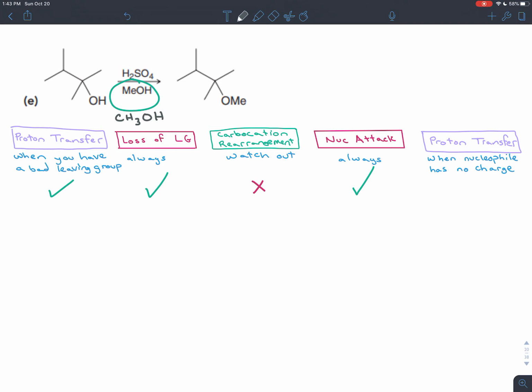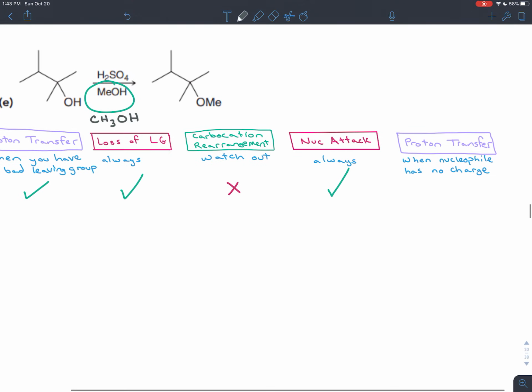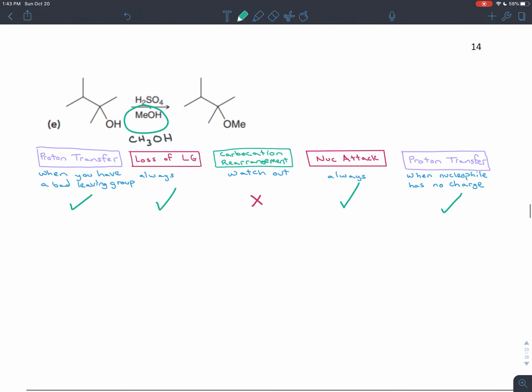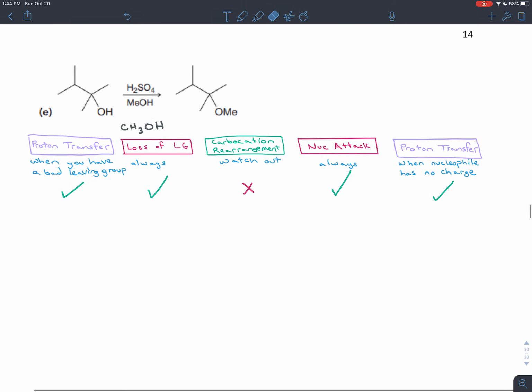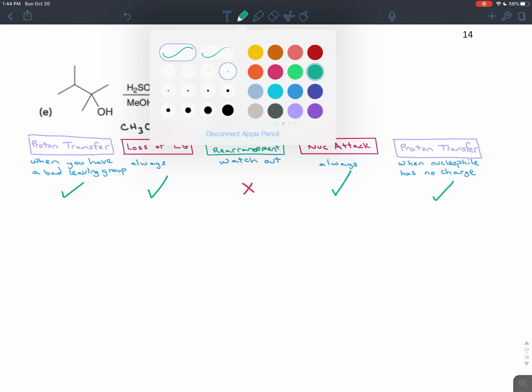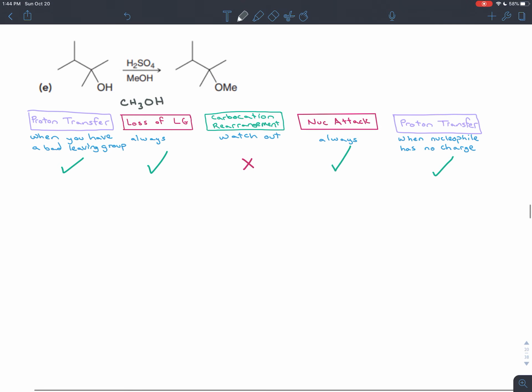So that's a methyl group, and you'll notice that here, that is a completely covalent compound. You have no metals there. So there's no full negative charge there. And if you have no full negative charge on the nucleophile, then you'll have to do a proton transfer after it attacks. Okay, so those are our steps. This is our plan. Let's hop to it.